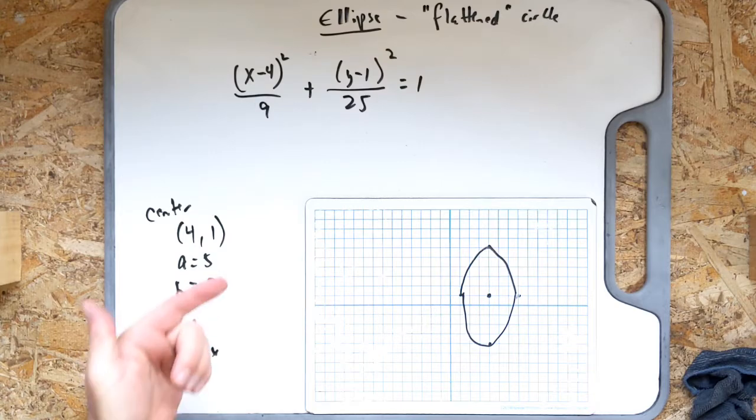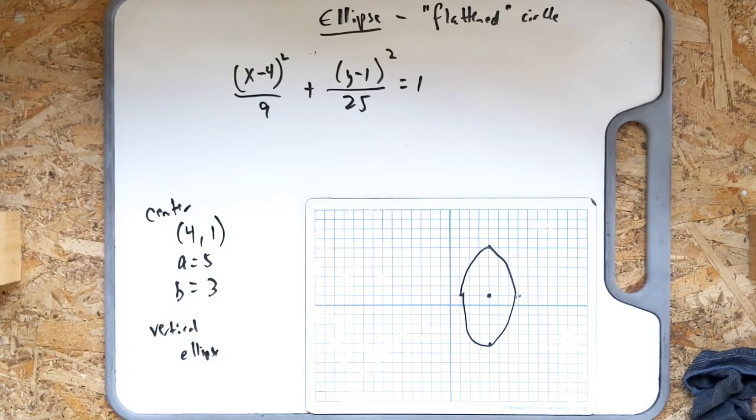Now again, it doesn't seem like it's important which one's a and b particularly, except when you get to the equations of where the foci are and things like that. You'll see a bunch of different parts of this.